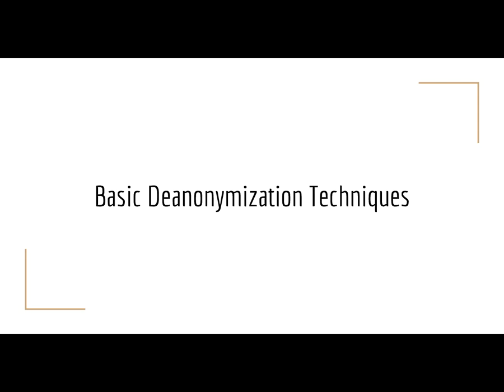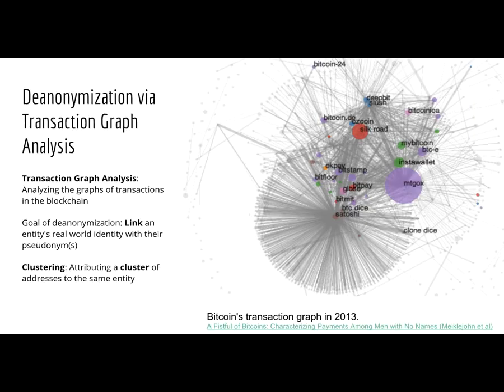So let's take a look at some basic de-anonymization techniques. The techniques that I'm going to be describing in this section are primarily de-anonymization via transaction graph analysis, which is basically you have this blockchain full of data. Let's look at this blockchain and try to find out something from that. And remember that the goal of de-anonymization is to link some pseudonym with some real-world address.